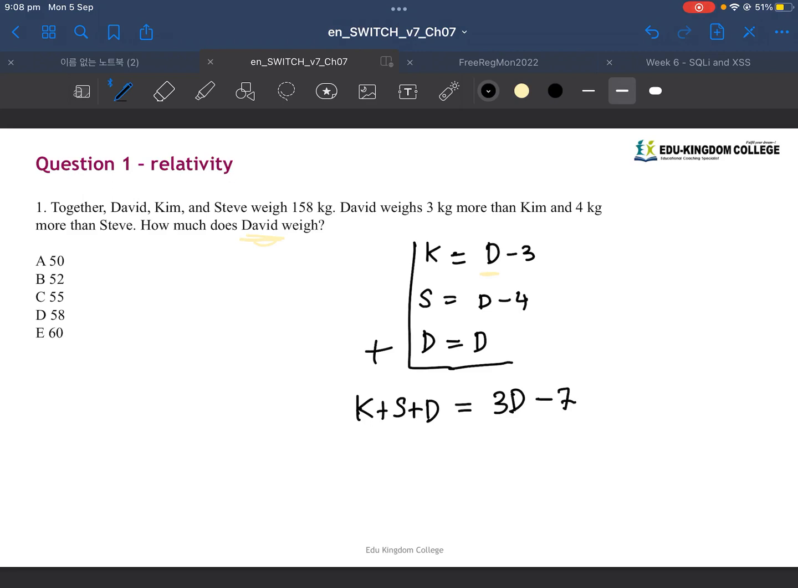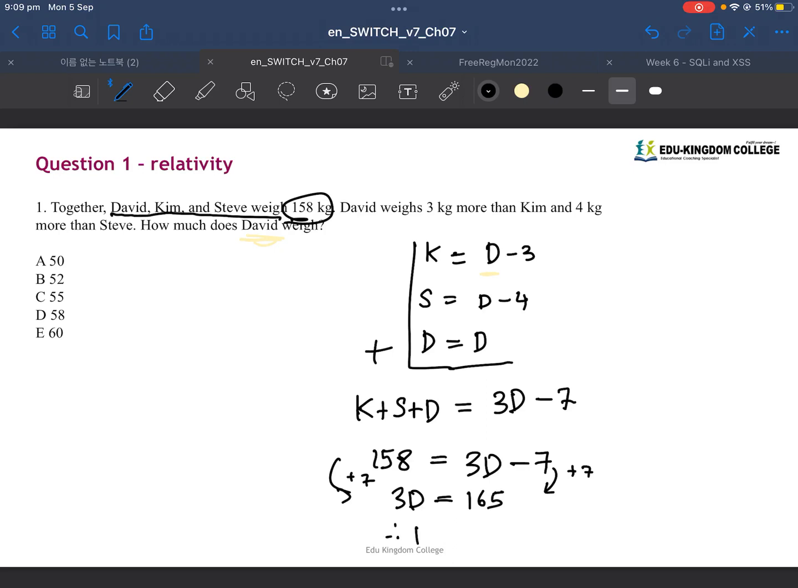Now, we're left with a lot of pronumerals, and you're wondering, what was the point of all of that? Well, it's because we have the clue that David, Kim, and Steve all together weigh 158. So now I can make this into a number. K plus S plus D therefore is 158. 158 equals 3D minus 7. Can you see where I'm going with this? Because 3D minus 7 is 158, it must mean then that 3D is 158 plus 7. So I'm adding 7 to both sides, as I'm going to the next step.